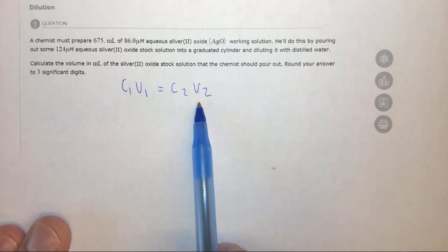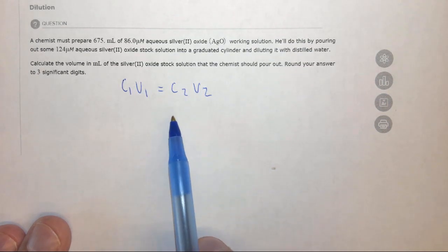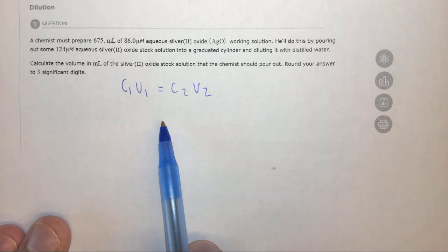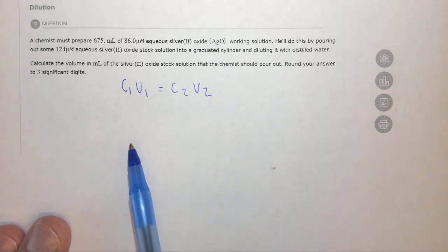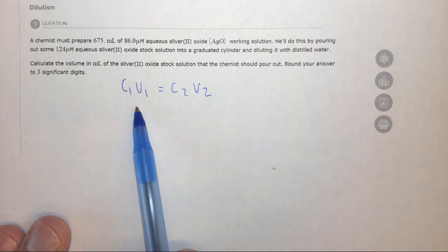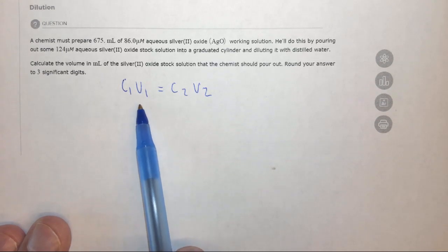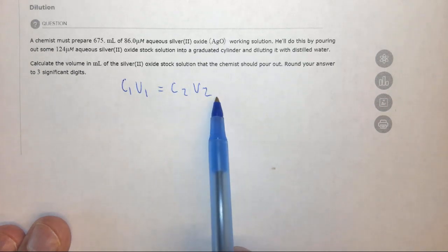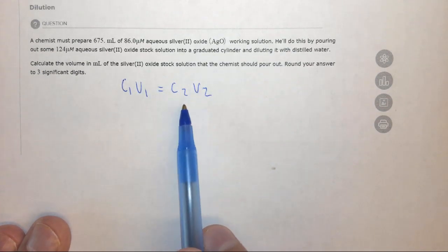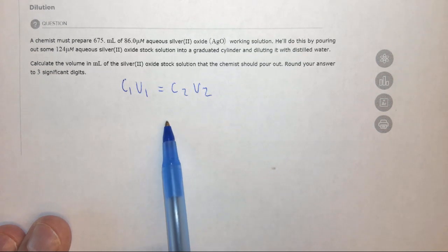If you think about a beaker of salt water, if you add more water, the amount of solute is constant. What changes is the volume of the solution and therefore the concentration of the solution. This equation does not work if you're doing a chemical reaction. Anyway, enough about that. Let's go ahead and fill this out.